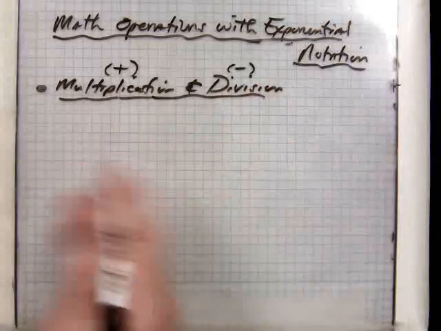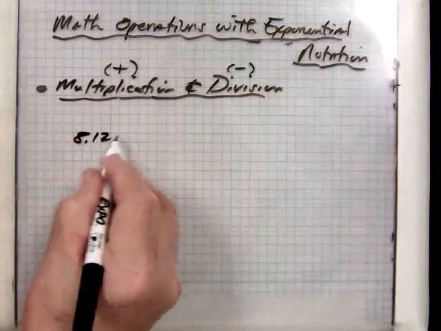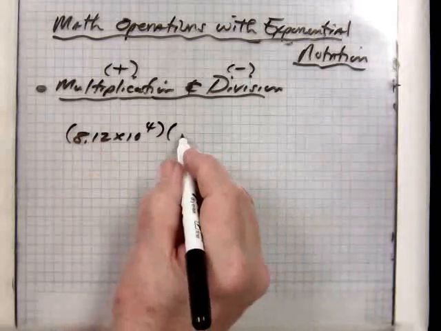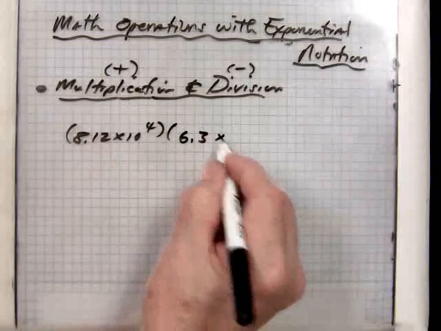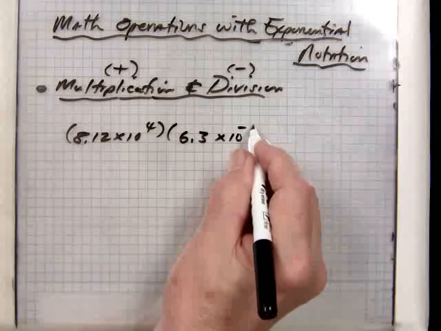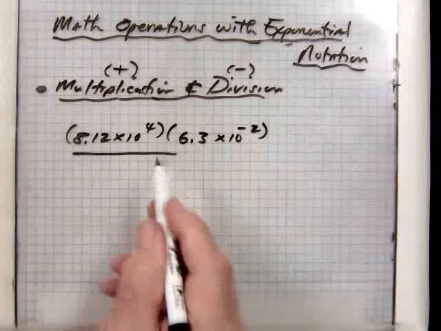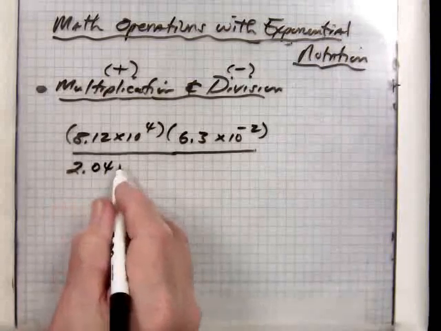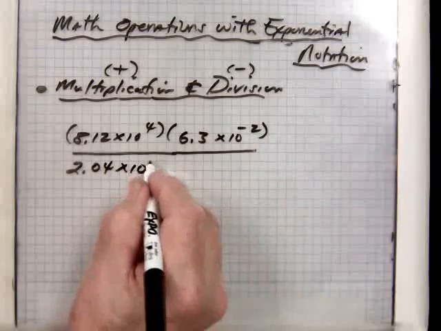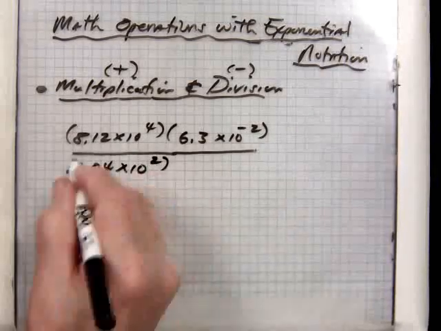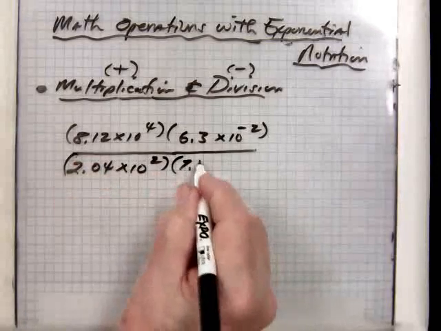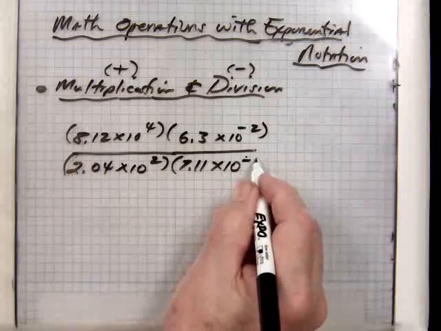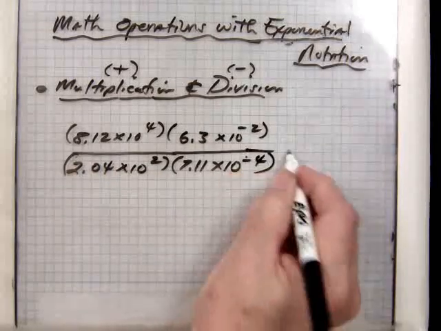So let me set up a problem. 8.12 times 10 to the 4th power times 6.3 times 10 to the minus 2 power divided by 2.04 times 10 to the 2nd power, and 7.11 times 10 to the minus 4 power. Okay.